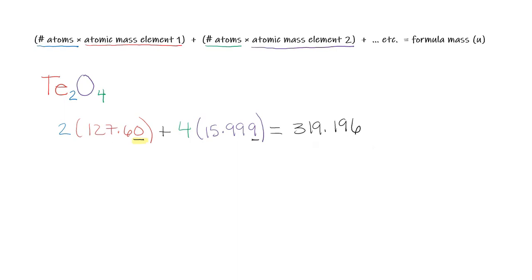The location here is at the 9, but we have to make sure that we account for rounding. So if we take a look to the right, we see that we have a 6, which means we have to round this up. So our answer becomes 319.20. And the units are u.